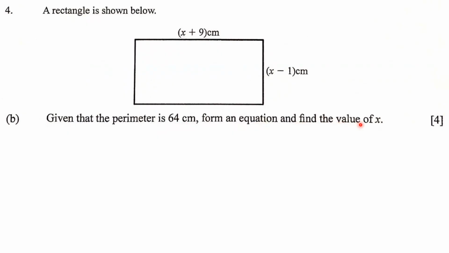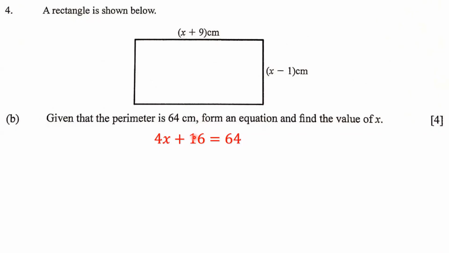Okay, the next question says, given that the perimeter is 64, form an equation and find the value of x. Well, we know an expression for the perimeter is 4x plus 16. That's what we just calculated. But they tell us explicitly that the perimeter is 64 centimeters. That means that if we add up all of the sides, we should get 64. So we set our expression from part A equal to 64. Now, what are we going to do? Well, we're going to solve this linear equation.